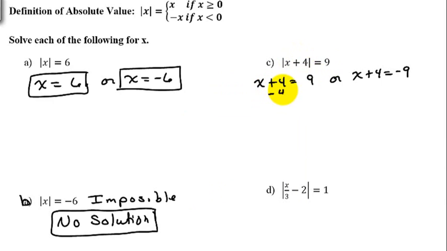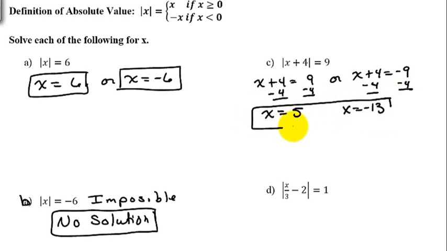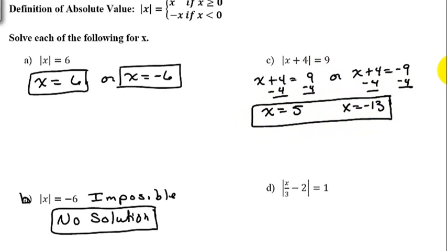To solve these two, we're going to subtract 4 from both sides. The first one gives us x is equal to 5. Subtract 4 from both sides of the other equation, and we get x is equal to -13. So both of these, x equals 5 and x equals -13, will give us a true statement.